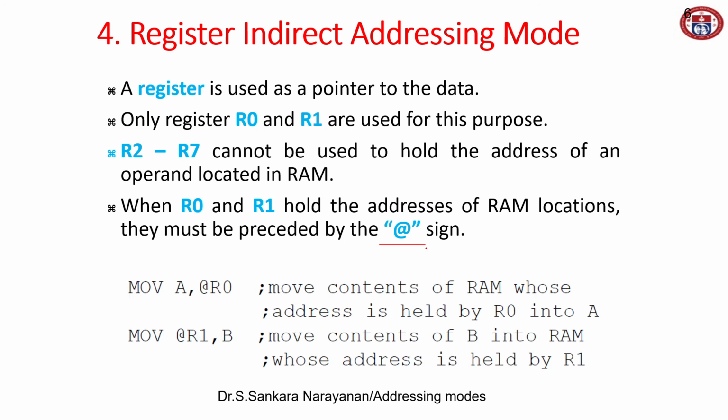This is an example, MOV A, @R0. This will move the content of RAM whose address is held by R0 into A. R0 holds the address, and whatever content of RAM is at that address will be moved into the accumulator. Similarly, the second one moves the content of the B register into RAM, where the address is given in register R1.